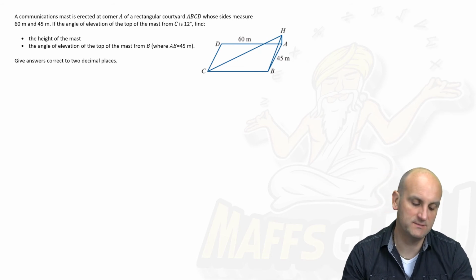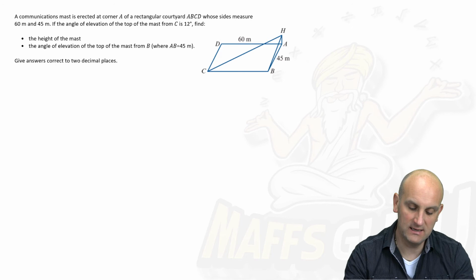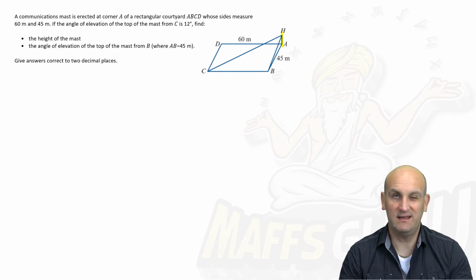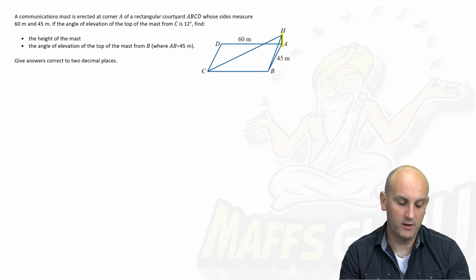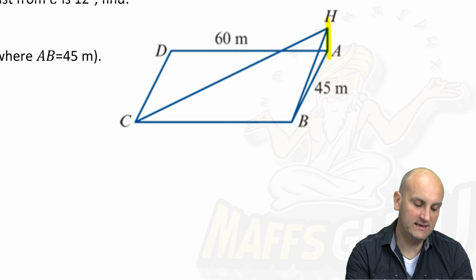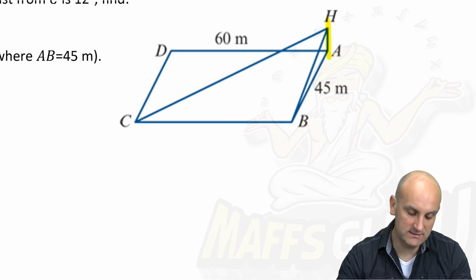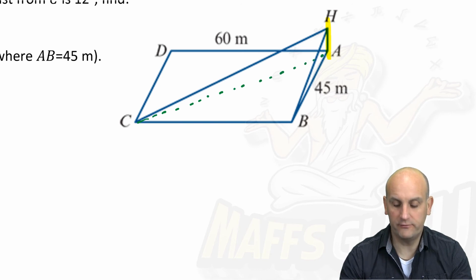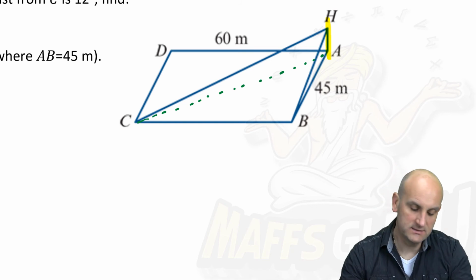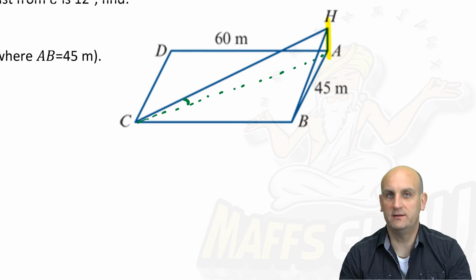Okay, so a communications mast is erected at corner A. So this here is my communications mast. Of a rectangular courtyard ABCD, rectangle's good, means I'm going to end up with right angle triangles whose sides measure 60 and 45. We've got that. The angle of elevation of the top of the mast from C is 12 degrees. And this is where life gets interesting, because what they are trying to tell you is you need to draw a dotted line across the horizontal here, because remember, angles of elevation are from a horizontal and up. So this here is the angle that they're trying to tell me.